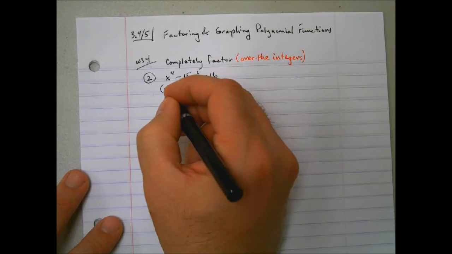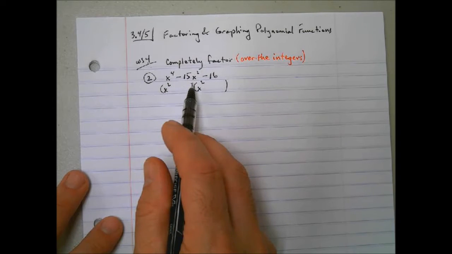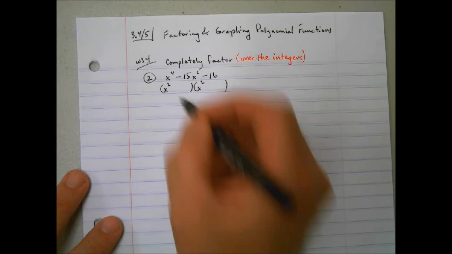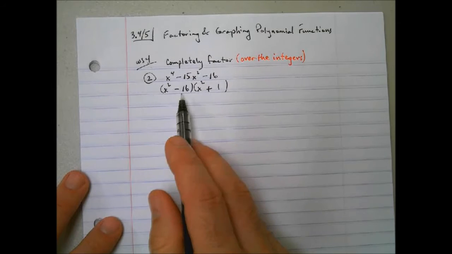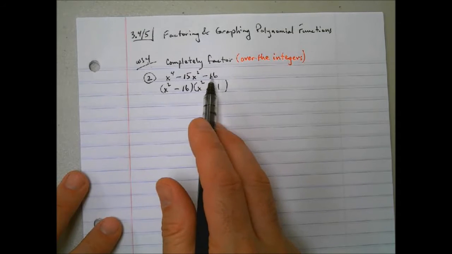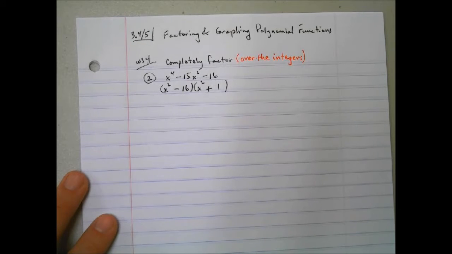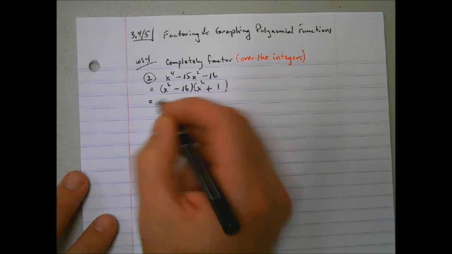Now, x squared times x squared will give me the x to the fourth. It also gets me the x squared in the middle. And negative 16 and positive 1 will get us the negative 16 at the end, and it also gets us the negative 15 out in the middle. Okay, now, we might be done, but be suspicious, see if you can do some more.